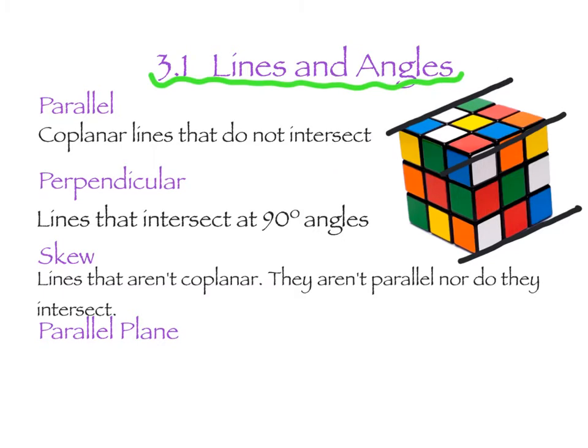Let's find another pair. This guy and this guy. They're not parallel, but this line will keep going along here in the front, this one will come down in the back, and they will never intersect. Those would be skew lines.